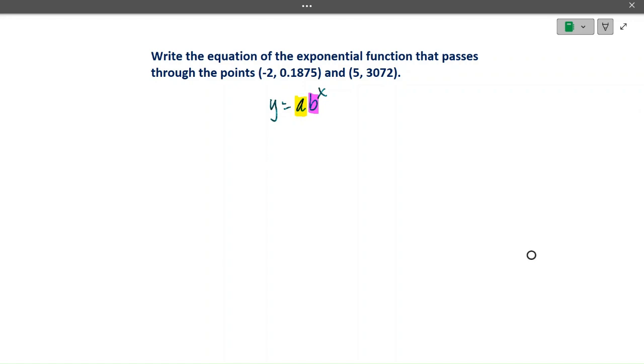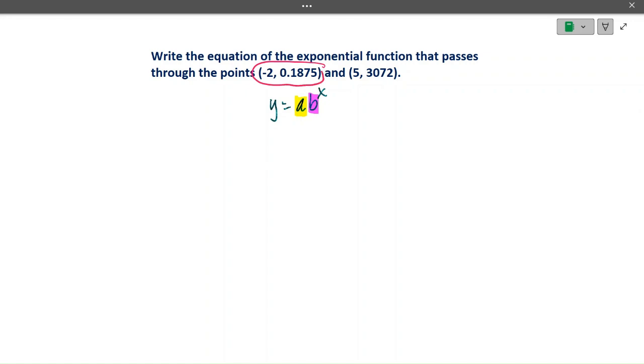So whenever we don't know two variables, we need two equations to find them. So since we have 2 points, we can easily do that. So we are going to be playing a game of substitution here. So let's go ahead and get started. I'm going to start using my first point.